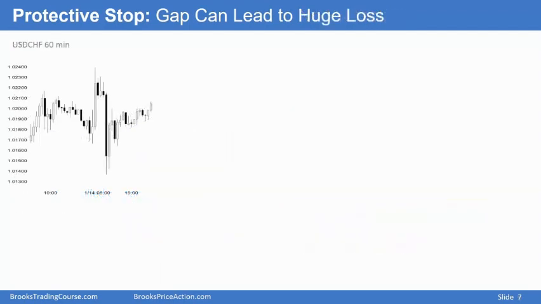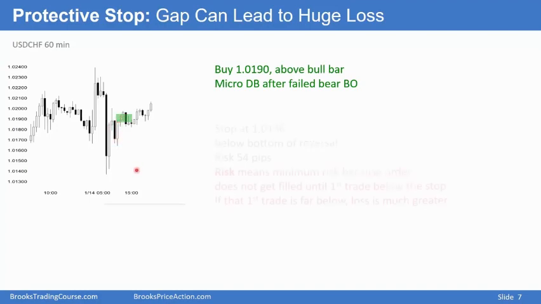This is a 60-minute chart of the dollar versus the Swiss franc. The market broke to the upside, it broke to the downside, and then reversed up twice. Pretty good sized bull bars. It's reasonable to go long above the high of this micro double bottom. Down, up, you buy on a stop maybe above that bar, and you get long right here.